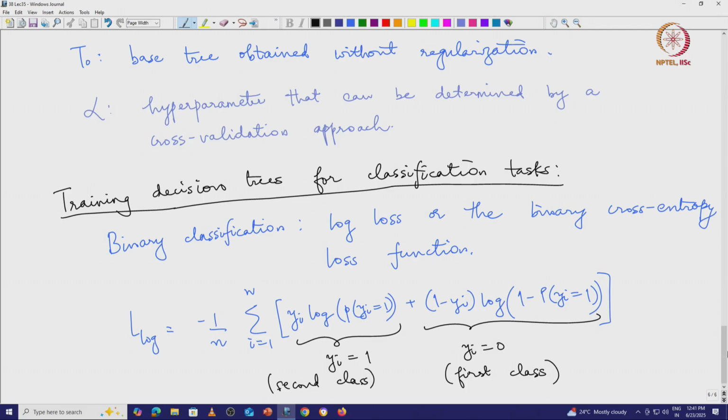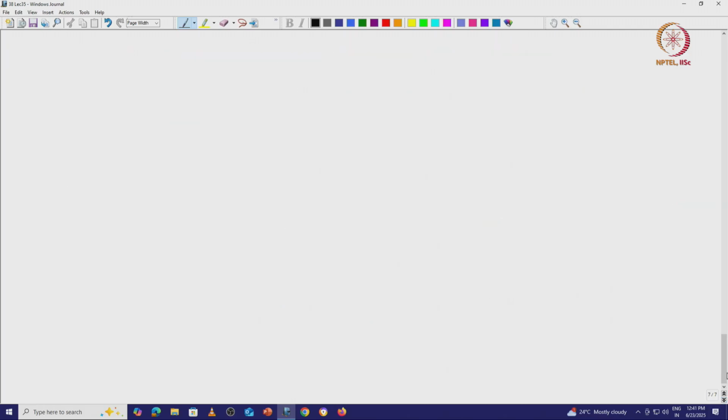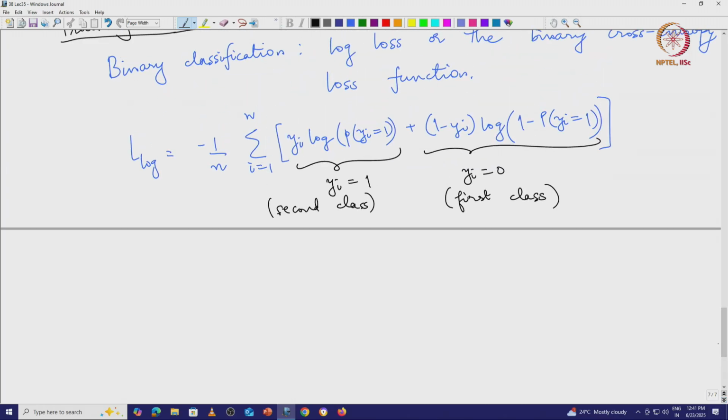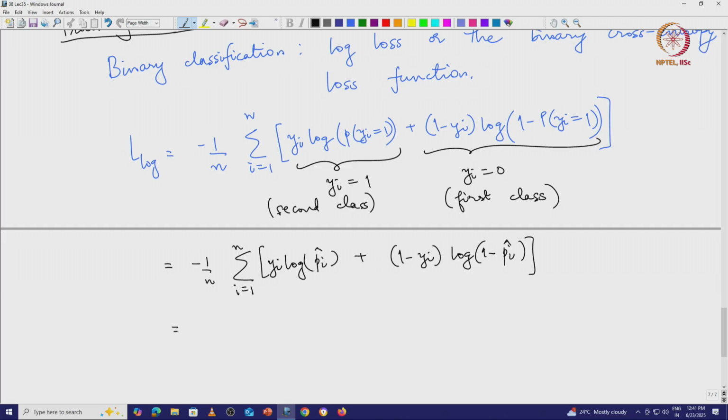Okay. So, if you remember one of the previous simplifications that we had done for this kind of a loss function, we had written it as minus 1 over n, i going from 1 to n, yi log of pi hat, where pi hat is the predicted probability, plus 1 minus yi log of 1 minus pi hat, right. So, this is what you can write, and you can now write it as a sum over classes.